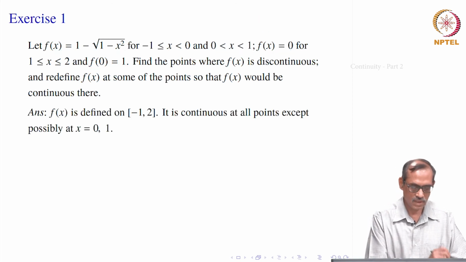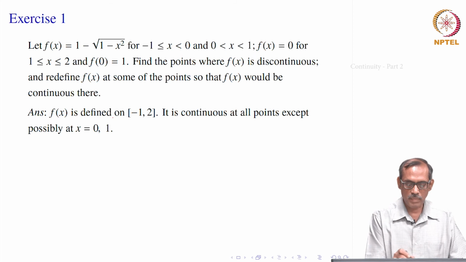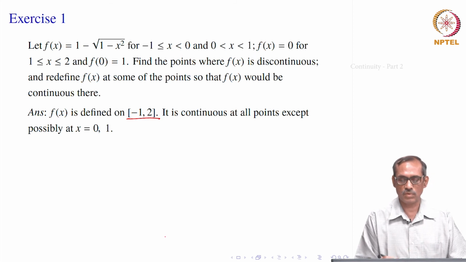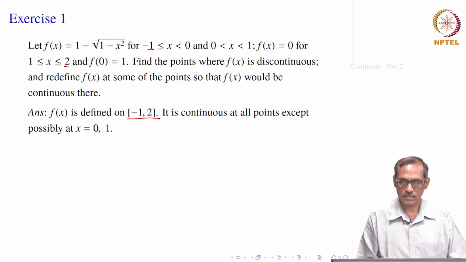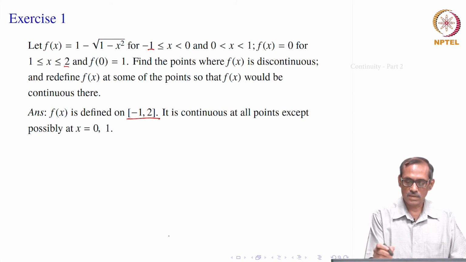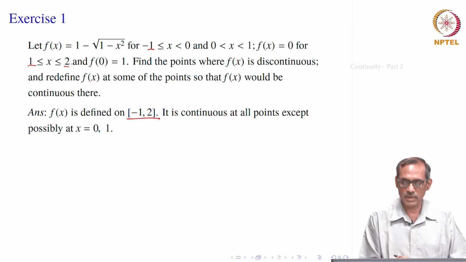So, let us see how it goes. Now, f(x) is defined on the closed interval minus 1 to 2. It starts from minus 1 and goes to 2. So, where is it continuous? It is 0 between 1 to 2, so it is continuous there, right. At 1 we do not know, but everywhere else it is continuous.